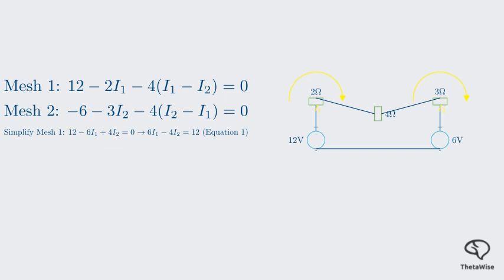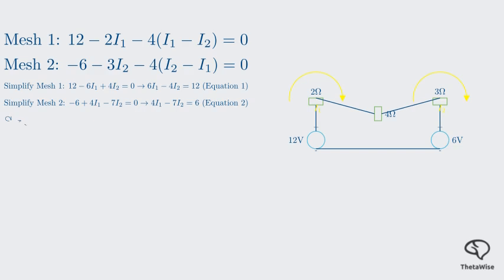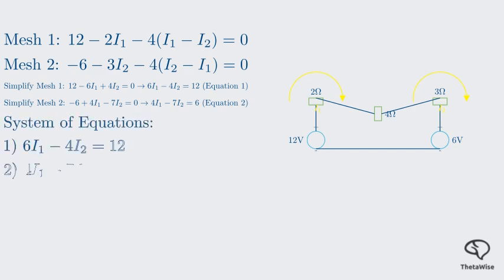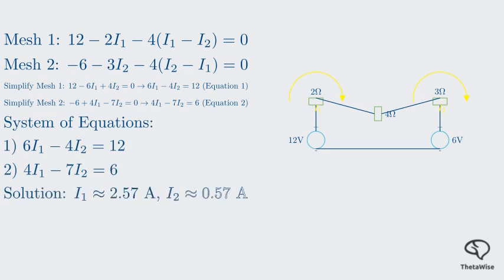Rearranging gives us our second equation: 4I1 minus 7I2 equals 6. Now we have a system of two linear equations with two unknowns. We can solve this using any method we like, such as substitution or elimination. Using a solver or by hand, we find that I1 is approximately 2.57 amperes and I2 is approximately 0.57 amperes.